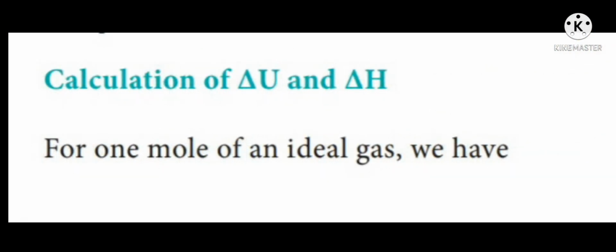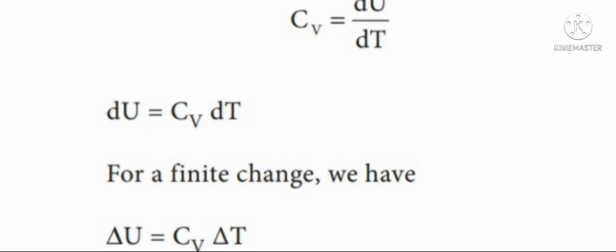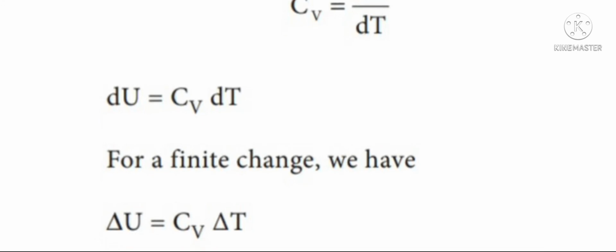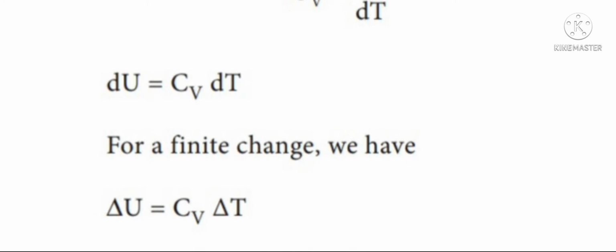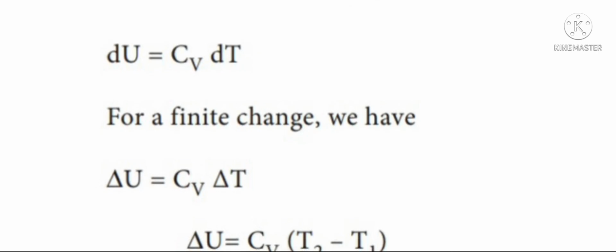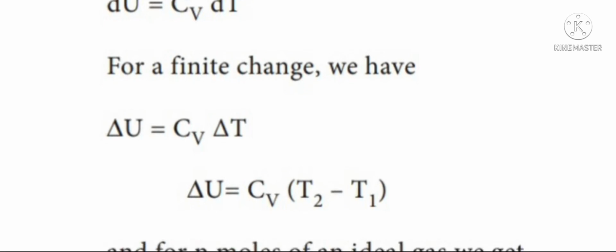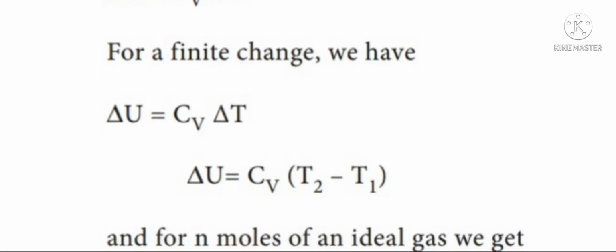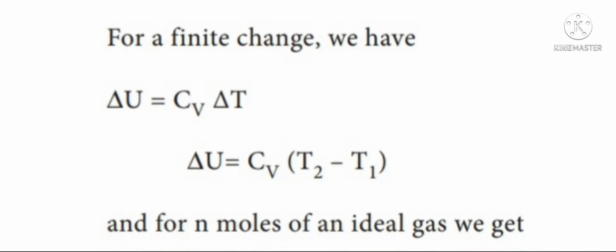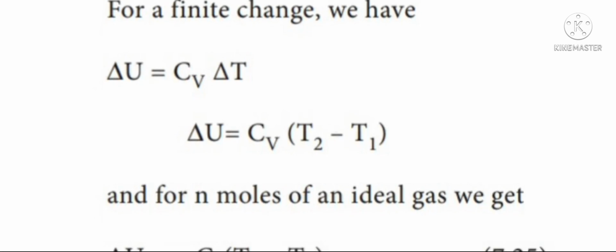Calculation of delta U and delta H. For 1 mole of an ideal gas, we have Cv is equal to dU by dT. Rearranging the above equation, we will get dU is equal to Cv into dT. For a finite change, we have delta U is equal to Cv into delta T. We have delta T is equal to T2 minus T1. It is substituted in the above equation. We will get delta U is equal to Cv into T2 minus T1.